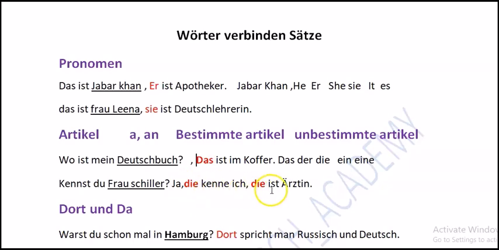Yes, I know her. Die ist Ärztin. It means she is a doctor. So here we have, you see one D and the next one D, and the next article, with the help of this we connected sentences.